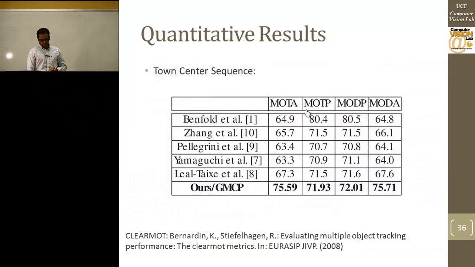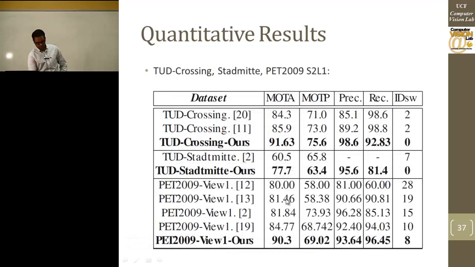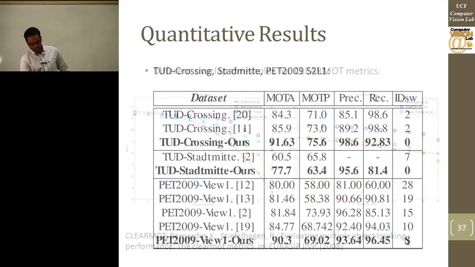Now the quantitative results. This is for the town center sequence. Using the CLEAR MOT metrics, the most important metric is MOTA, multiple object tracking accuracy. We are doing by far the best. Also for the quantitative results for 2D crossing, 2D staff, and PETS 2001, again, we are doing by far the best. And ID switches for these two sequences have been 0, and for PETS, even though it's a long sequence, just 8, which is again the best reported result so far.